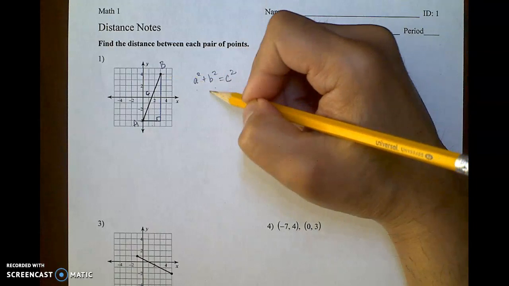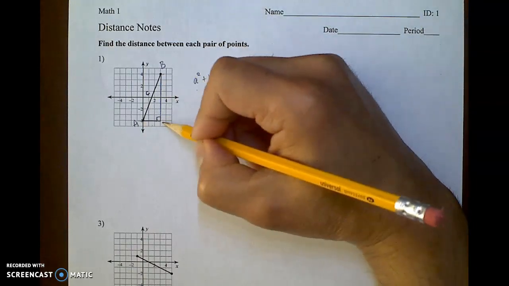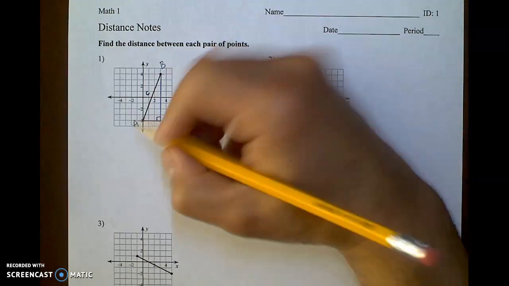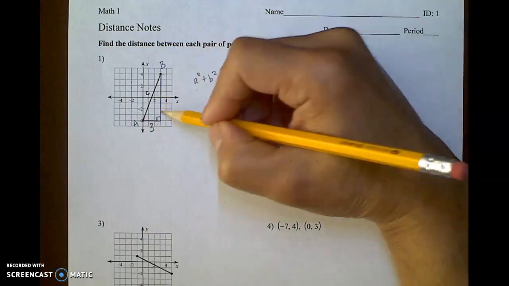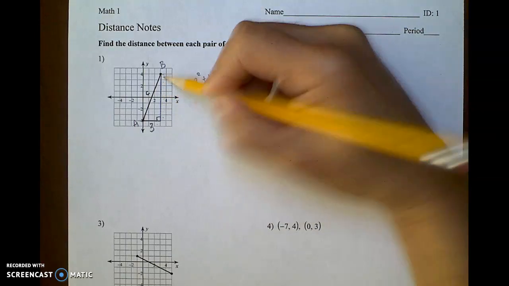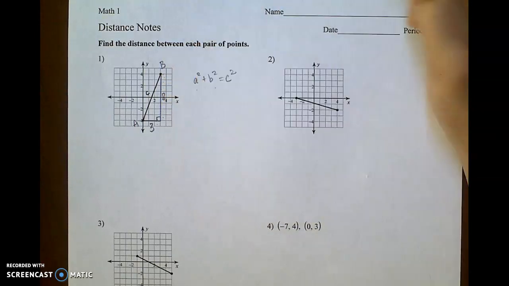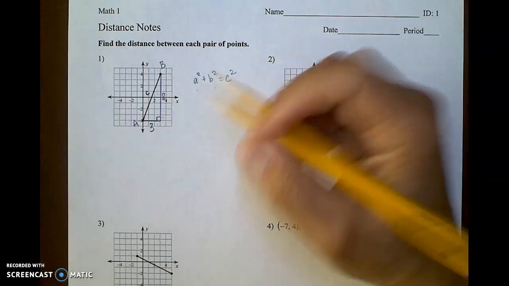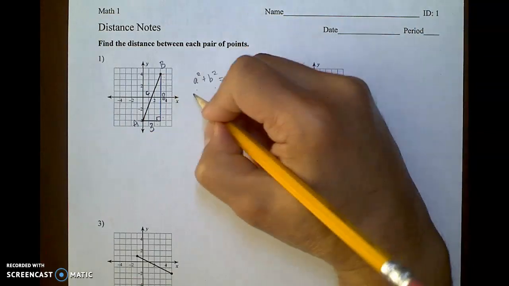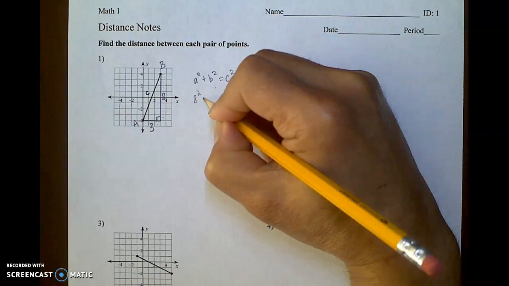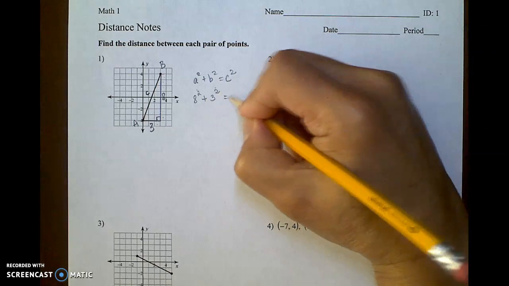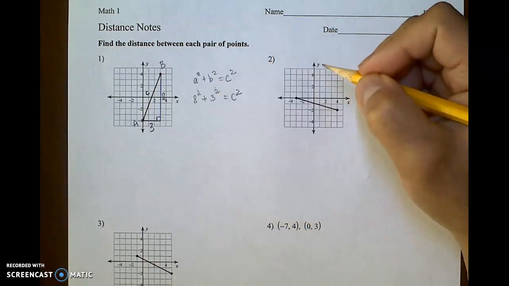So this side, we can see, is 3 units long. So we know the length of that side. This side, we count it, 1, 2, 3, 4, 5, 6, 7, 8, is 8 units long. So we can use these numbers for our Pythagorean theorem. We plug 8 in for a, square it, 3 in for b, square it, and that leaves us solving for c.